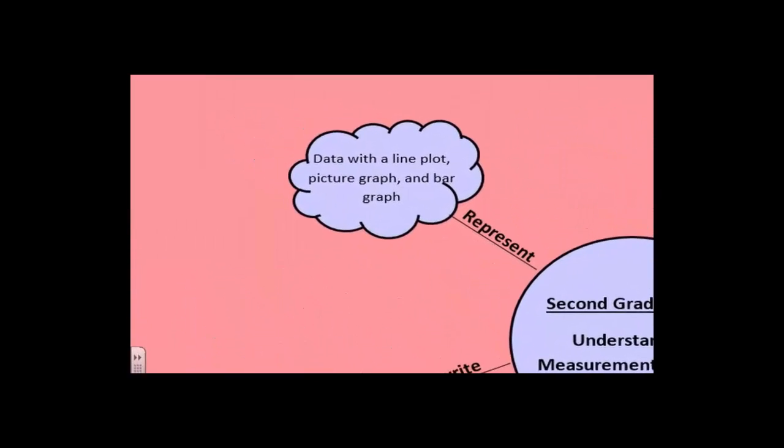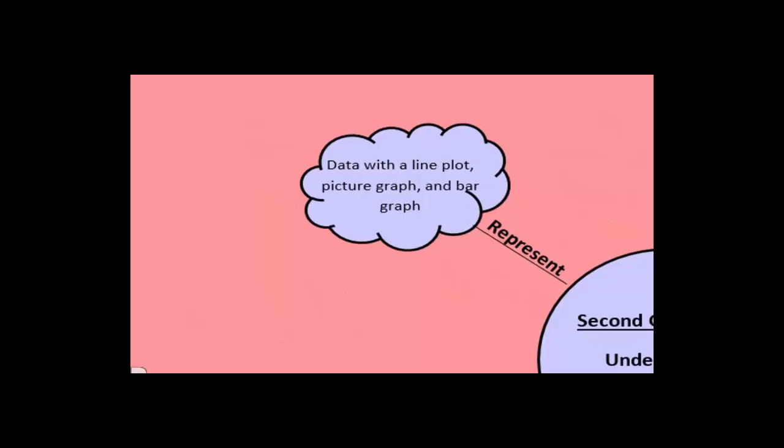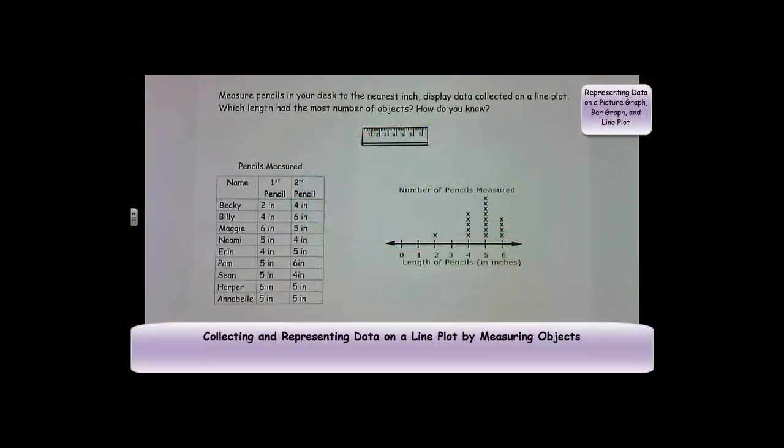Next, we're going to talk about how to represent data with a line plot, pictograph, and bar graph. In quarter 4, students are focusing mostly on line plots and representing data that they find when they're measuring objects on that line plot. This standard emphasizes representing data using a line plot. Students will use the measurement skills that they've learned during this unit to collect data using a data table, such as one seen here. And then they're going to take all of the data that they have collected and create a line plot like they see here.